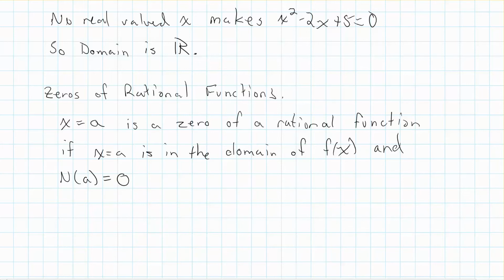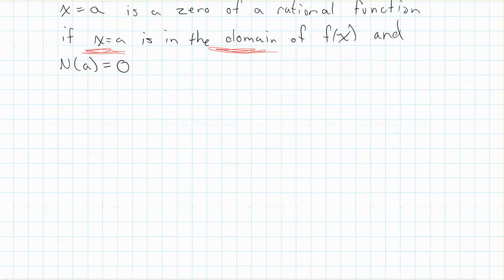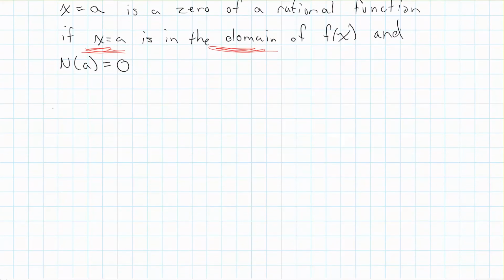So finding zeros of rational functions is still going to be finding the zeros of the polynomial. The one key thing, though, that we have to be concerned about is that I've got this possible 0 here, this value a. It has to be in the domain of f of x. So that's why we first talked about the domain of rational functions. As an example, let's look at one that we were looking at earlier. So we have f of x is equal to x squared minus 1 over x squared minus 3x plus 2.